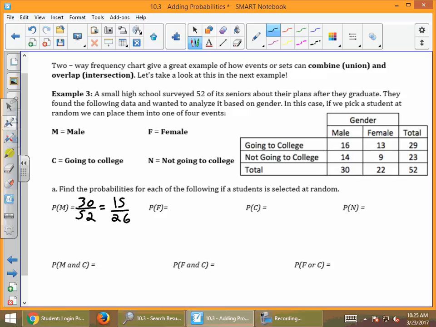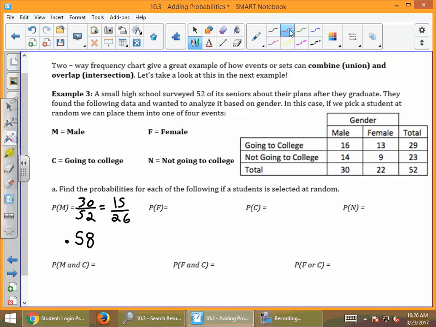We want to know its decimal. So what is the probability that I would, at random, pick a male out of this group? 0.58. Make sure you guys are doing good rounding situations here. All right, well, great. That's the probability of getting a male at random.